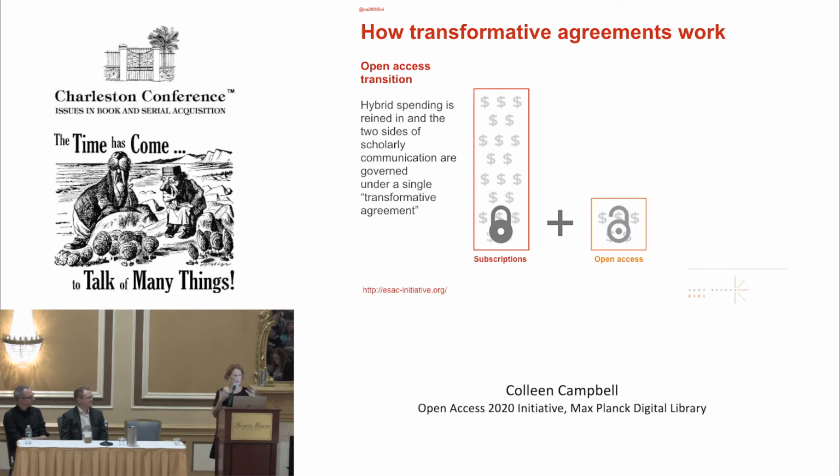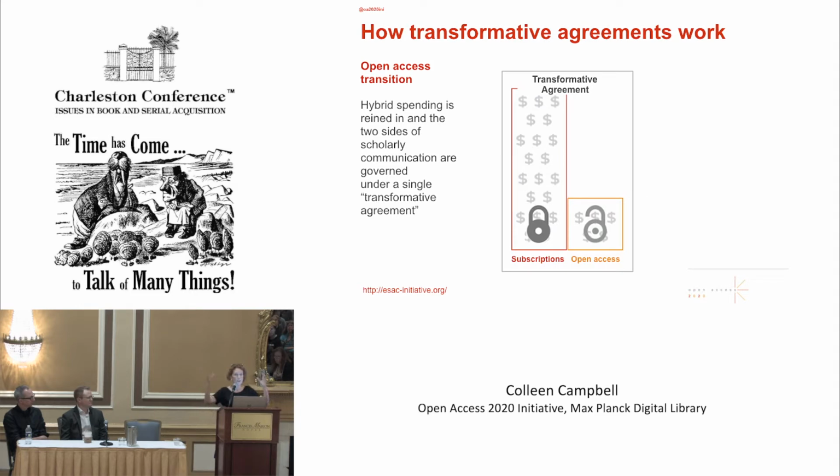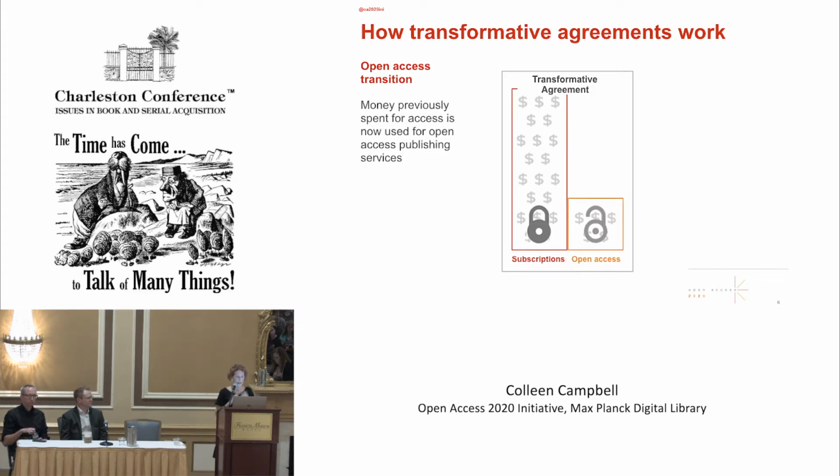So what are we trying to do now? We are trying to enact the open access transition, and transformative agreements are those agreements that bring these two revenue streams under one agreement. Hybrid APC charges were happening in the wild. Authors would pay them on their own, and there was no oversight, no control. So under transformative agreements, the library or the consortium brings these two revenue streams under the control of one agreement. Then what happens? Within that agreement, the money that was previously spent for reading access is now shifted to support open access publishing.